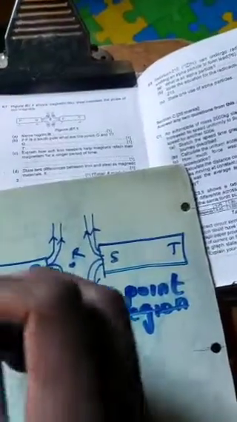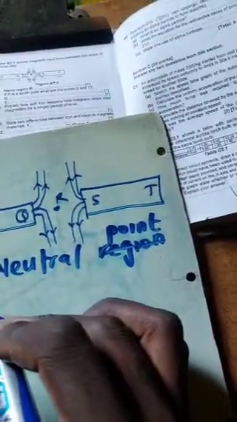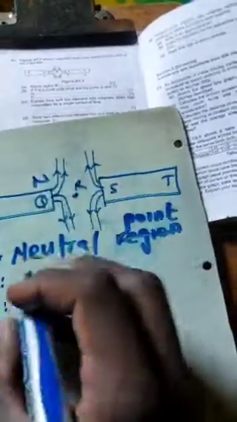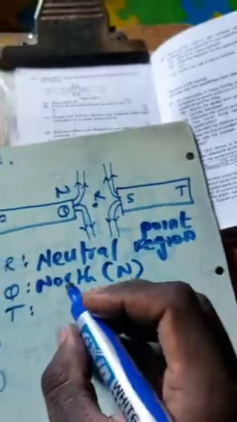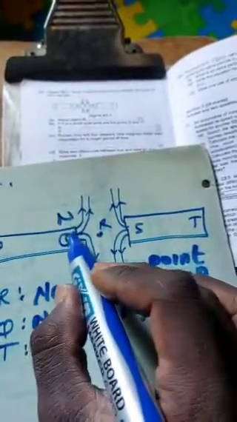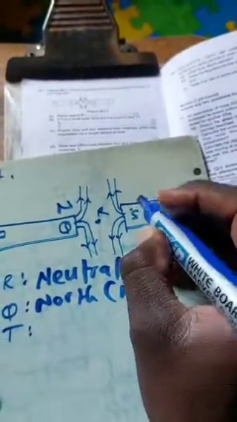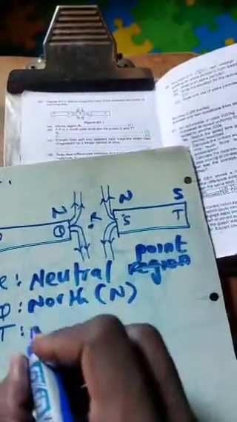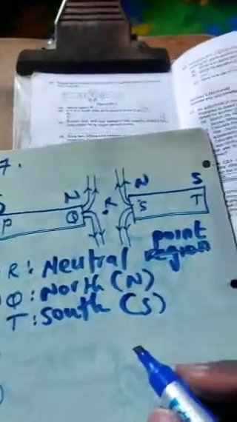Then B is, if P is a south pole, they have given us now that P is a south. If P is a south pole, what are the poles Q and T? If P is a south, this one will be a north. So Q is a north. If this one is a north, you look at the field lines, they are coming out of it. Same as here, they are coming out of it. Then S is also a north. If S is a north, then T is a south. So T is a south. That is that.